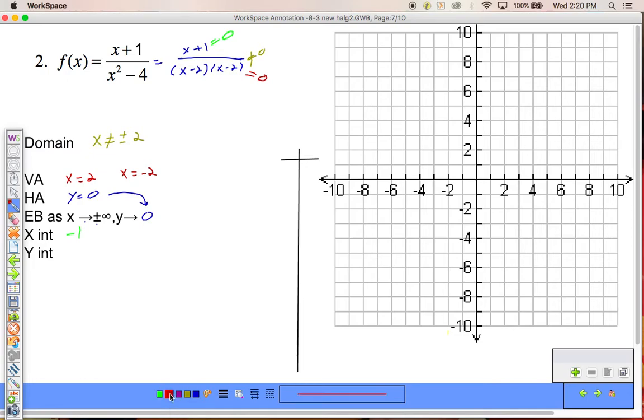To find my y-intercept, I'm going to use this one because it's easier. I'm going to plug a 0 into x. We get negative 1/4.